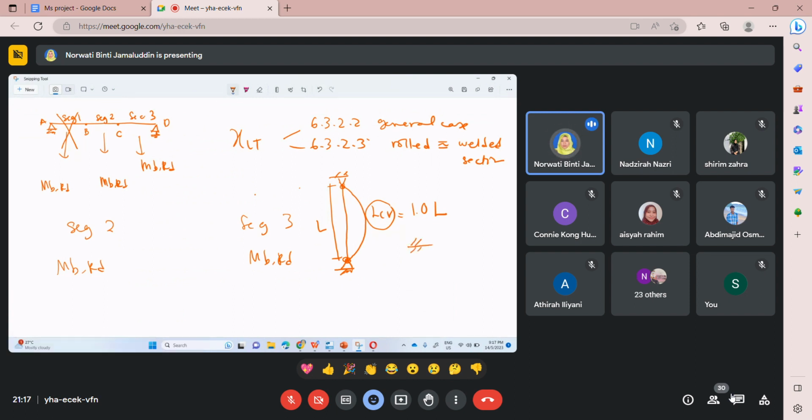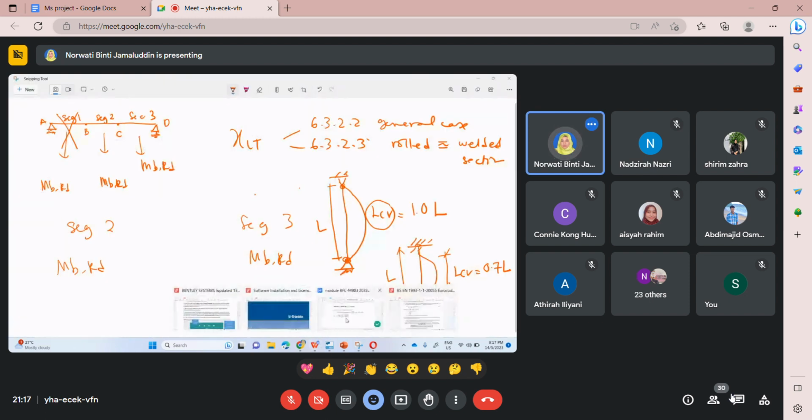Consider the second case. We have fixed and fixed. The buckling will start at a certain distance away from the end point. This is the buckling, which means that this is the LCR. Fixed span is restraint to restraint, so this is restraint, this is restraint, this is L. But LCR will be 0.7 L. I hope that you still remember this one. You dah belajar. That is LCR.